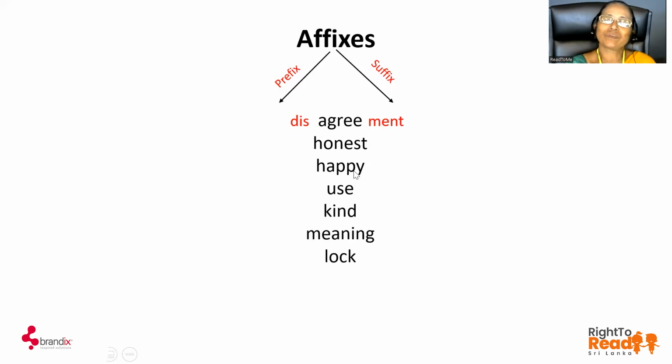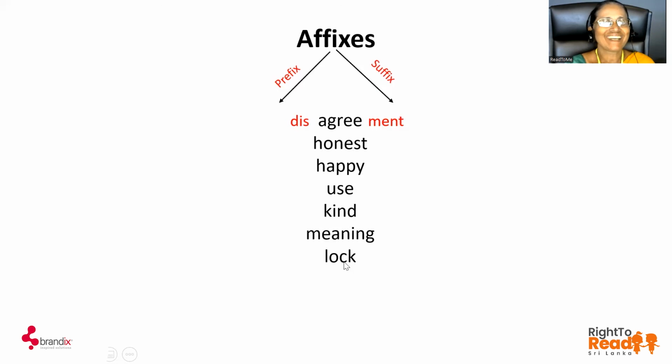Happy. As you already know, happy is an adjective. Very good. Use. You can use prefixes and suffixes. Use is a verb. Kind. Your mother is very kind. You are having a very kind mother. Adjective. Meaning. Do you know the meaning of a word? What is the word class of meaning? Can you suggest? Noun. Meaning is a noun.